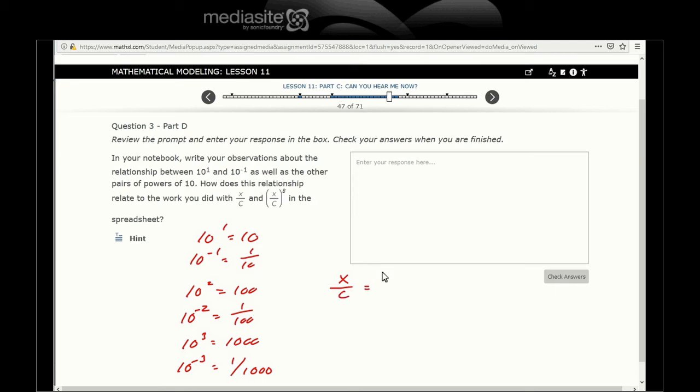X over c was 10. X over c, the b would be 10 to the b. Of course, if it was minus b, it would be x over c to the minus b, or c over x to the b, which is the reciprocal.